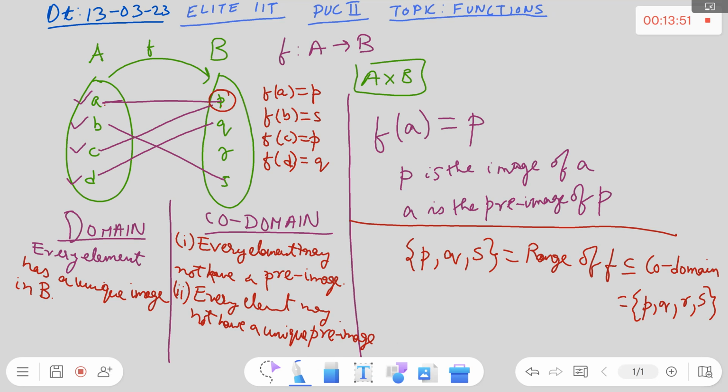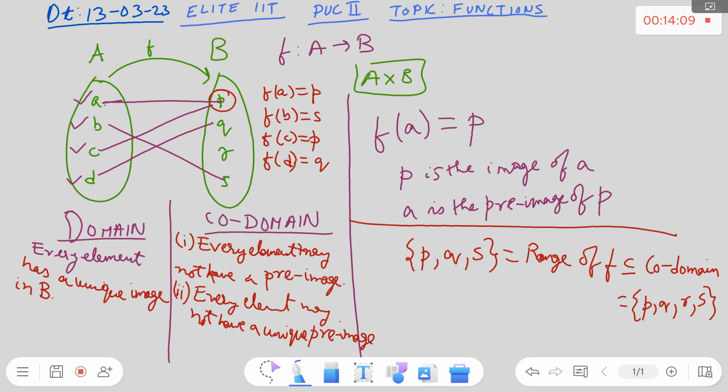Tell me. PQRS is codomain. Yeah, the entire set is called codomain. The entire second set is called codomain, but range is basically the set of all images. Range of a function F. Range is basically of a function. Why range is of a function?